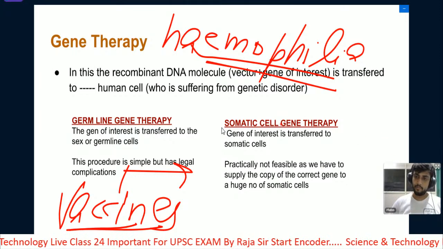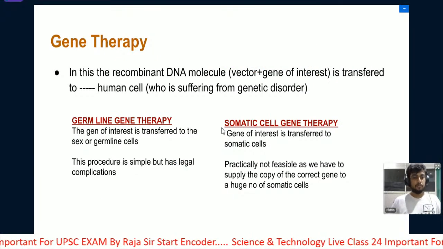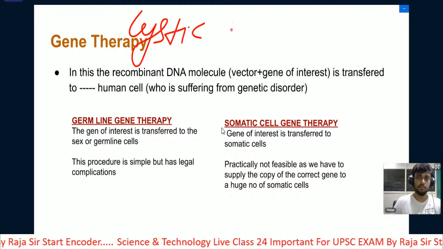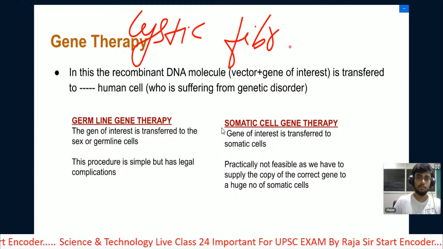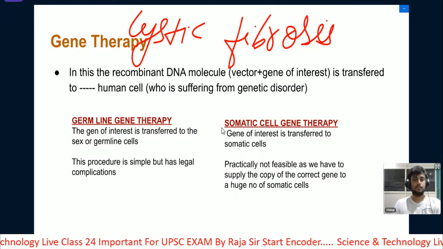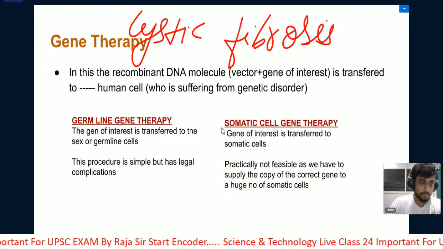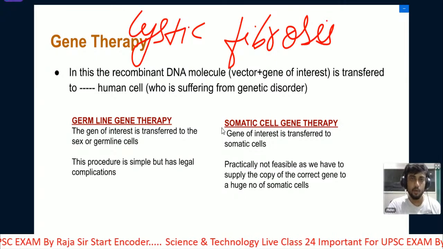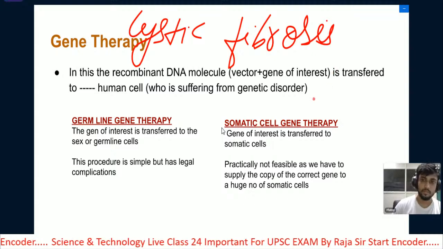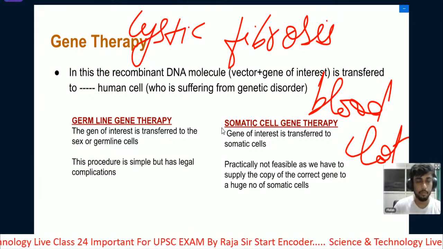Now there is one thing, cystic fibrosis. Okay, we have this hemophilia. Hemophilia is basically about the clotting factors. Okay, the blood clot. You all know what a blood clot is.